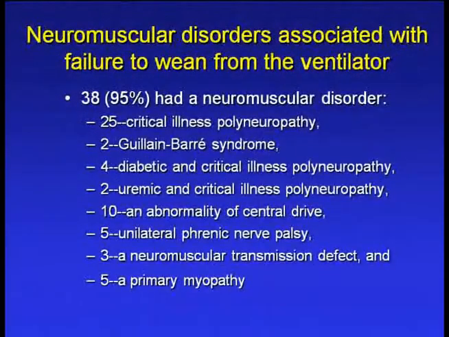The one I did want to mention, though, is this one. This was a study done at Detroit Receiving Hospital. Out of 38 patients who had a neuromuscular problem causing failure of ventilatory weaning after sepsis or other critical illnesses, 25 had a critical illness neuropathy, but they did find other things. So it's worthwhile to actually study them and not just assume that you're dealing with a critical illness neuropathy.